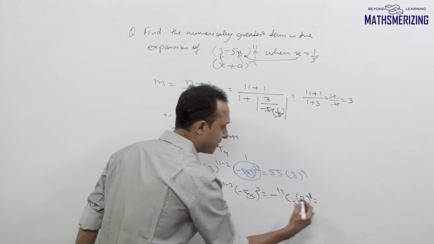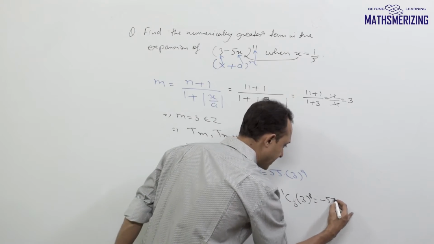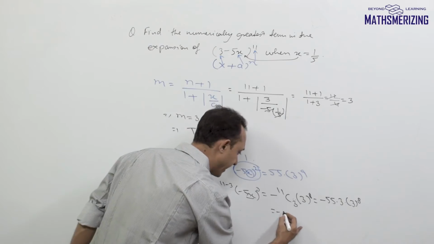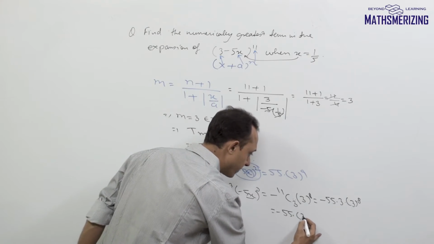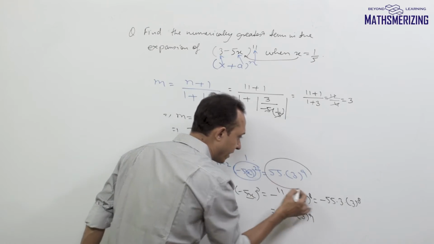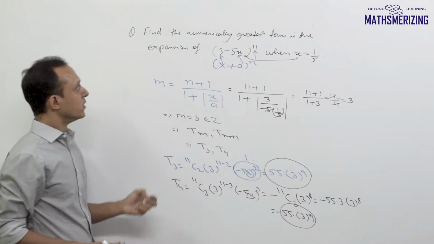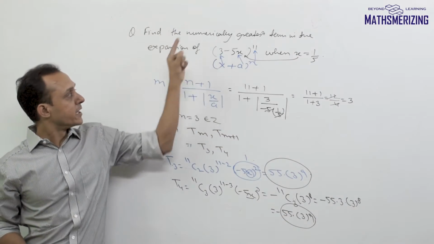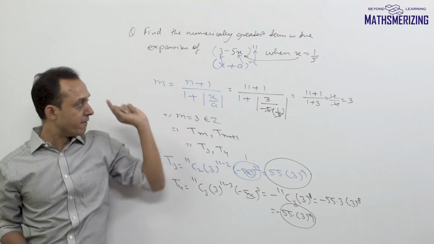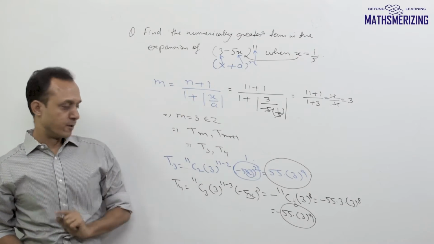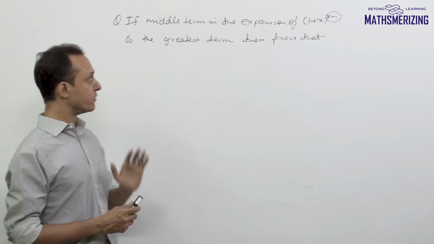Now if I simplify 11C3, it simplifies to minus 55 into 3, and this is 3 to the power 8. So again it will be minus 55 into 3 to the power 9. So the numerical value of the third term is the same as the numerical value of its fourth term. So the numerically greatest term in the expansion of (3 minus 5x) to the power 11, when x is 1 by 5, is either the third term or its fourth term. So now we'll try and solve this question using the shortcut.